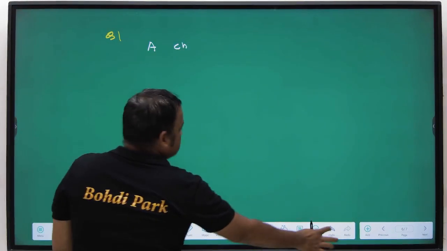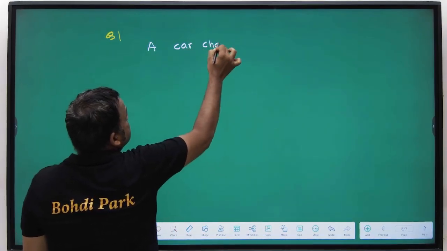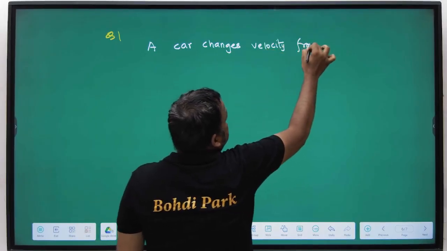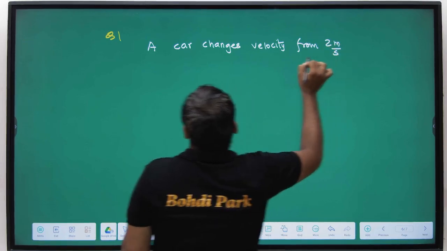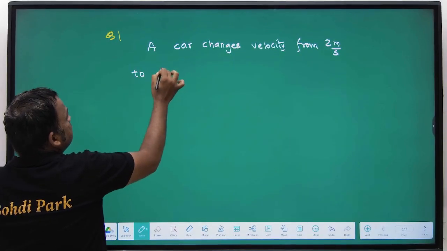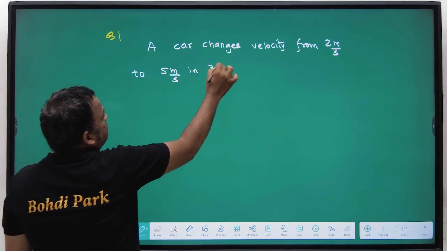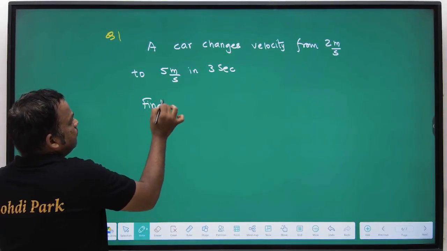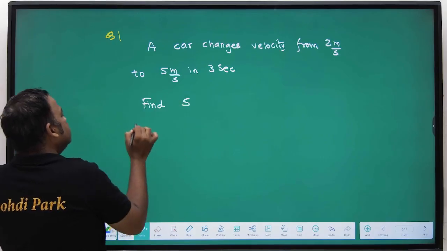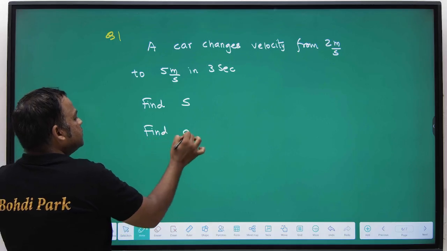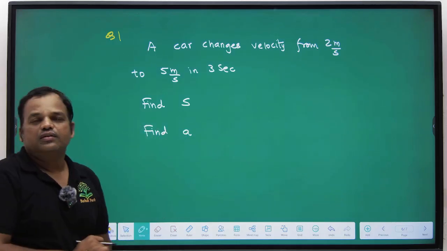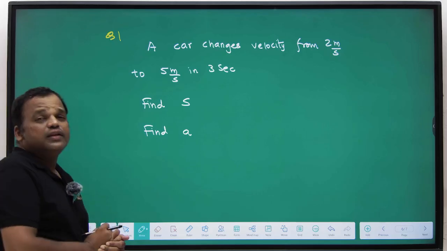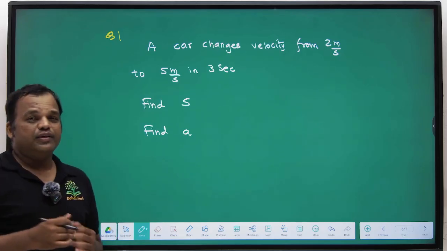A car changes velocity from 2 meter per second to 5 meter per second in 3 seconds. Find displacement and find acceleration. So how to find displacement directly? So we have equation of motion, s is equal to v plus u into t by 2.